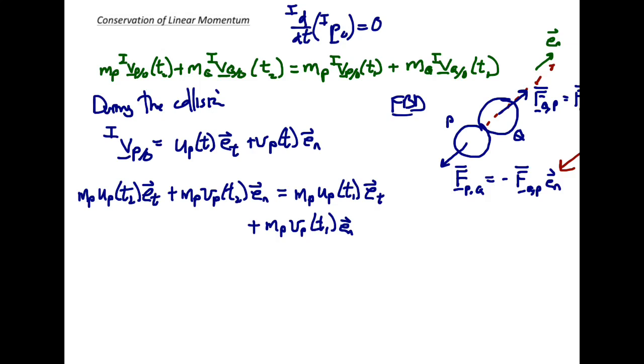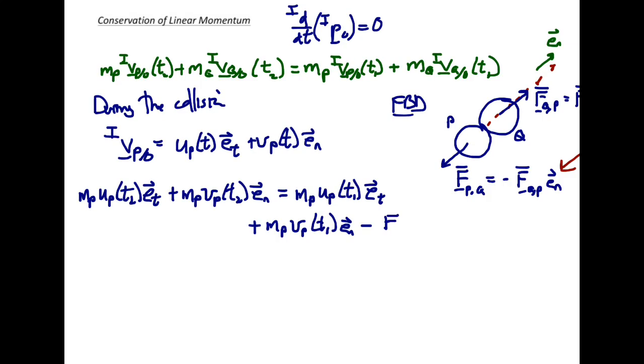Now the momentum of this single particle P is changing, and the reason it's changing is due to this internal impulse onto P from Q, and we know what this is. So it's minus this magnitude F of Q comma P in the EN direction. And so we have our complete expression for the change in linear momentum of the particle P.